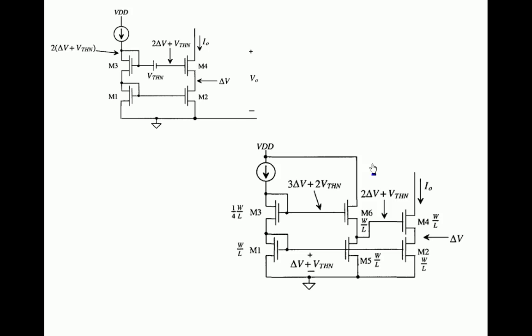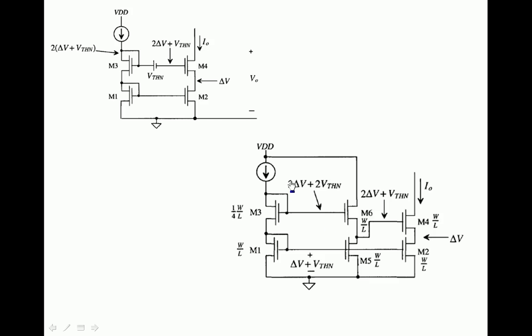That will be applied to this one and this one. So finally, from this one, this is 3 delta V plus 2 VT, and 1 VGS will be reduced. Whenever 1 VGS is reduced, this point is nothing but will be given to the gate of M4. The voltage across this one is nothing but total voltage of this one minus VGS. VGS is nothing but delta V plus VT.